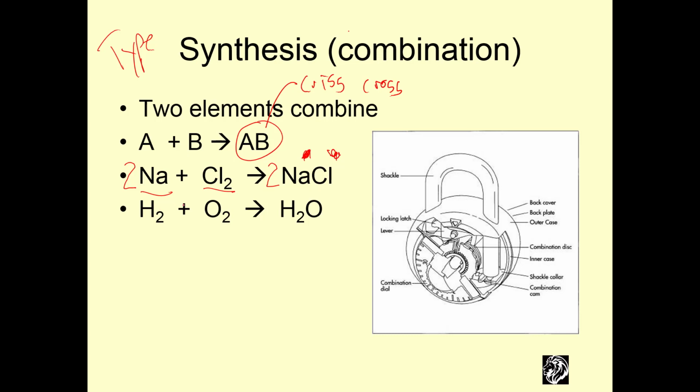So H2 plus O2 makes H2O. Notice an element and an element combine to make water. But the two, I get it now. Balancing does that. I need another oxygen. This 2 gives me 2, and that gives me 4 hydrogens, 4 hydrogens. Two elements combine to form one compound.